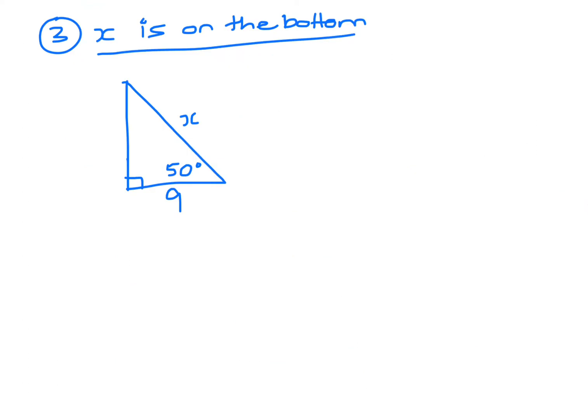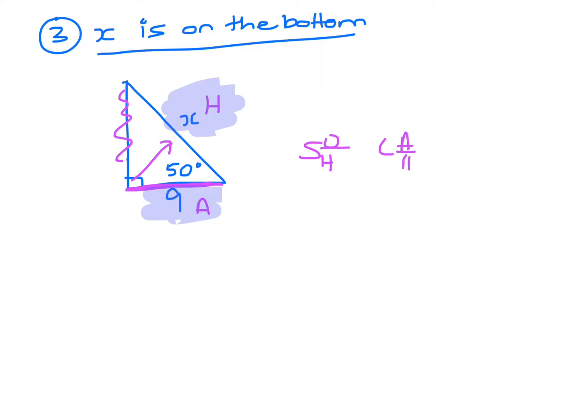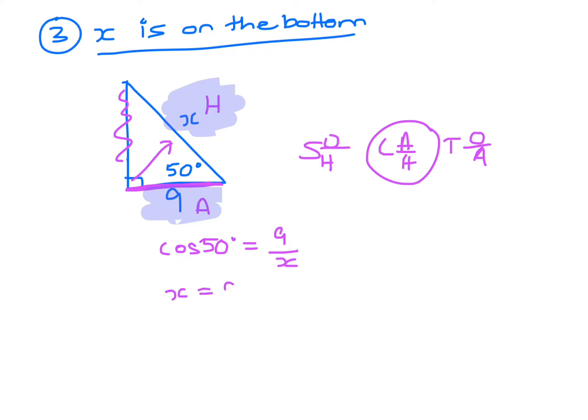Okay, so when x is on the bottom, so that would be, let's identify it first. Okay, so that's 9. That would be the adjacent because it's next to it. Opposite the right angle, that would be the hypotenuse, and we're not given the opposite. So if you look at this, this would be adjacent on hypotenuse. So remember, it is SOH CAH TOA. So that means it's going to be cos. So cos of the 50 will be 9 over x. Now, because x is on the bottom, you end up dividing. You do 9 divided by cos 50.